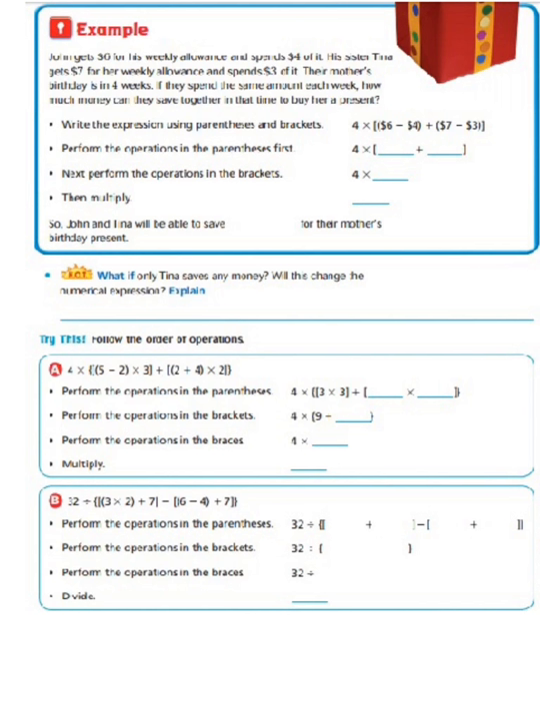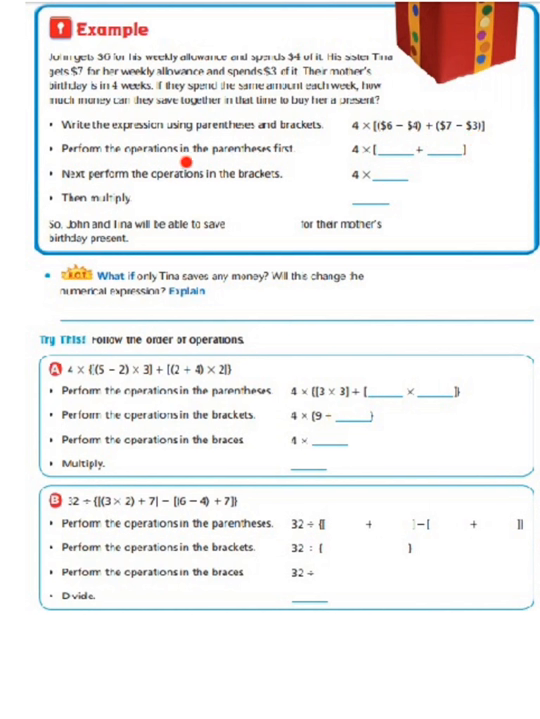So, for example, John gets $6 for his weekly allowance and spends $4 of it. His sister Tina gets $7 for her weekly allowance and spends $3 of it. Their mother's birthday is in 4 weeks. If they spend the same amount each week, how much money can they save together in time to buy her a present? It says to write the expression using parentheses and brackets. So we've got 4 times bracket, parentheses 6 minus 4 plus parentheses 7 minus 3, parentheses and bracket.